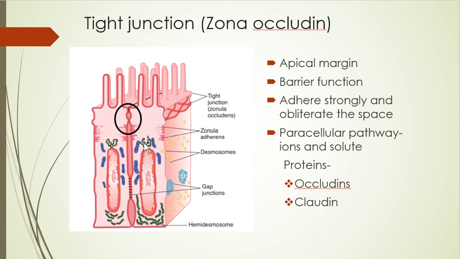As you can see, these are two cells, and on the apical surface, apical is always toward the lumen, right? So normally if we talk about epithelium, there is an apical surface and a basal surface. Toward the basal lamina there is the basal surface, and toward the lumen, toward the villi, there is the apical surface. So on the apical surface, the topmost junctional proteins are tight junctions.